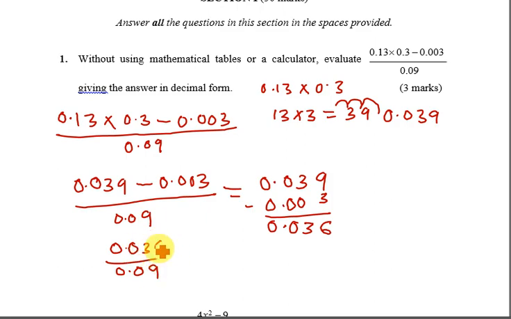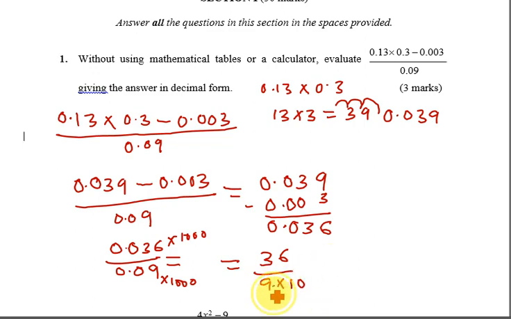So we need to make the numbers that we have in this case whole numbers. So how can we make our numerator a whole number? We can do that by multiplying by 1000. What we do on the numerator, we do also on the denominator. So we multiply by 1000. This one is going to give us 36 divided by 9 multiplied by 10.